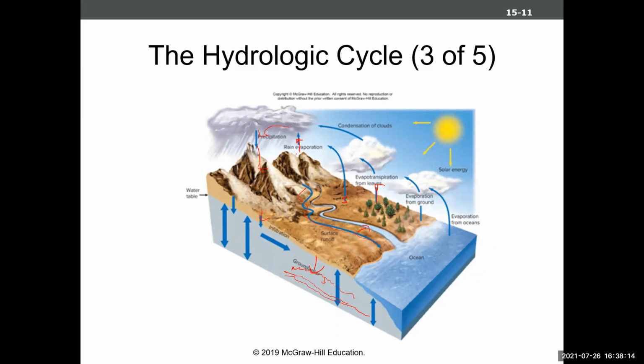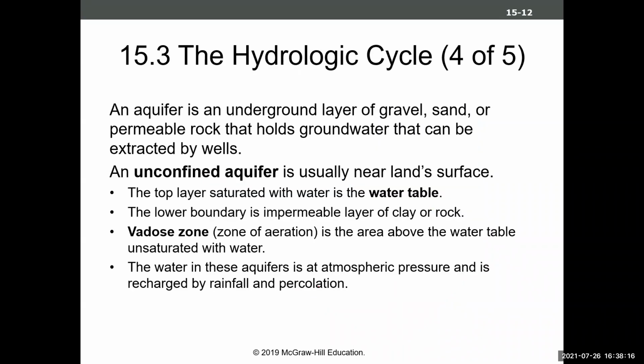But we can have two different types of aquifers. We can have what's known as an unconfined aquifer that's usually near the land surface, right? So the surface of the soil. And an aquifer in general is just a layer of gravel, sand, or rock that allows water to move through it, that holds water, and then we can dig a well and extract that water.